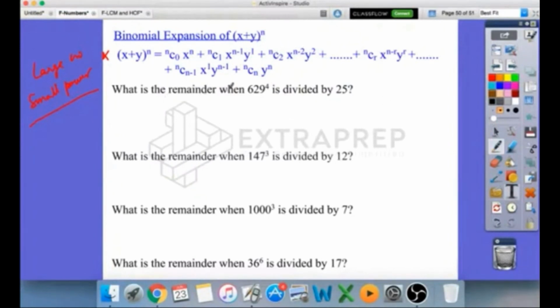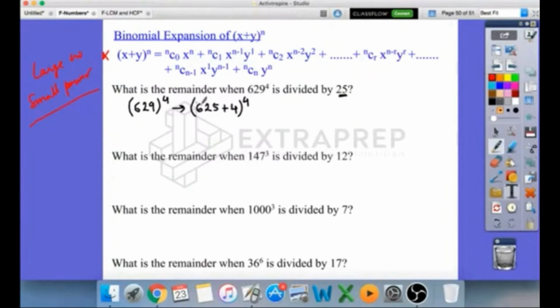Now let's see what is the remainder when 629 power 4 is divided by 25. So 629 power 4. Can we write this as (625 plus 4) power 4? Why did I take 625? Because that's the number divisible by 25 before 629. You'll have to break it like that. Before 629, you'll have to find a multiple of 25. So that's 625 plus 4.